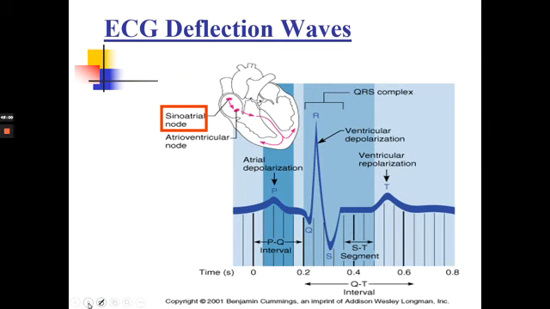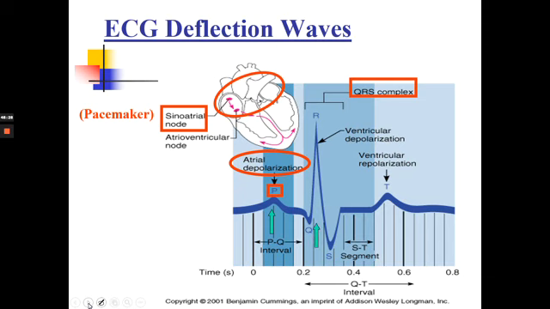Now let's just review the ECG deflections. The sinoatrial node, which is the pacemaker, denotes the P wave, which is atrial depolarization. Then QRS.